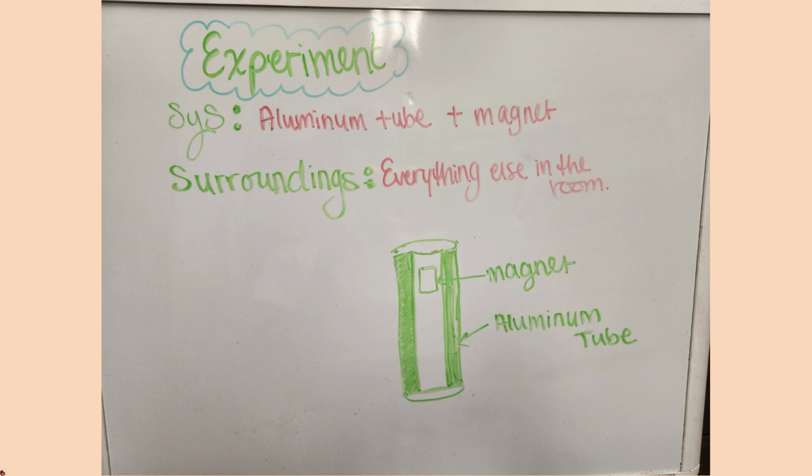For the experimental procedure, I defined the system to be the aluminum tube and a magnet, and the surroundings to be everything else in the room. I used a magnetometer app to mark the north and south pole on the magnet. Then I set up my camera to record and dropped the magnet through the aluminum tube. Then I calculated the amount of time it took to fall through the tube, and I repeated this 5 times and averaged the times.